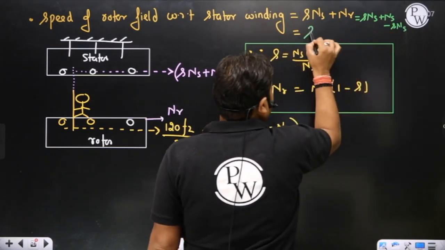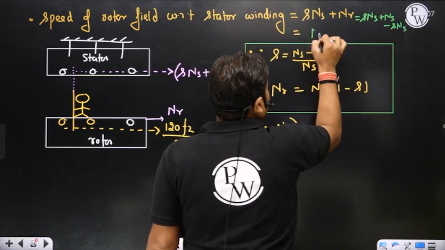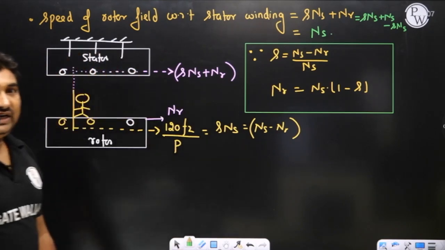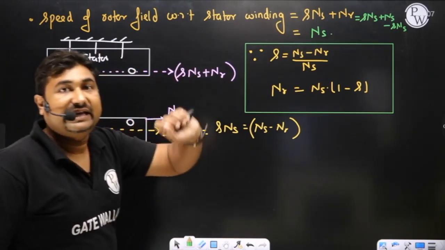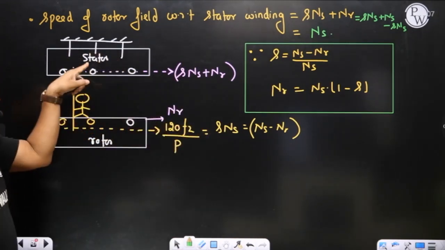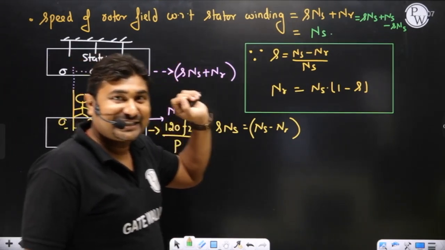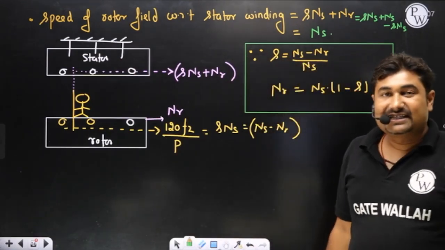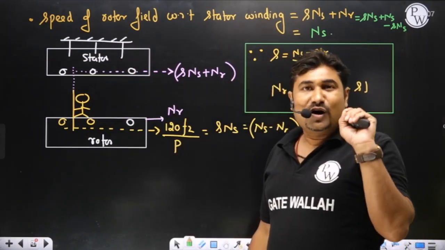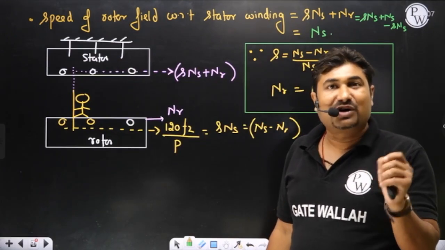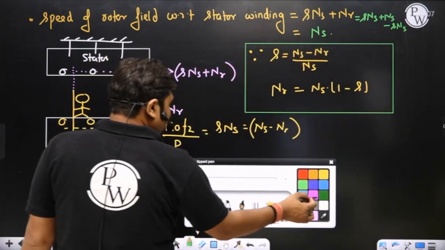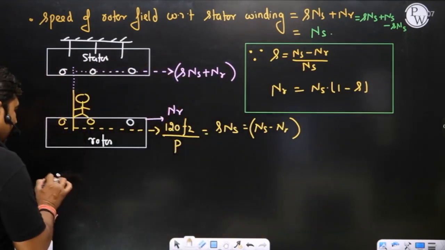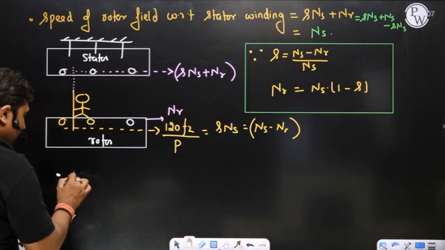So what is the speed? Ns only, sir. It means your rotor field is rotating with respect to stator winding at a speed of ns. Does the rotor field also create induced EMF on rotor winding and stator winding? Yes, it will create. And what is the frequency of the induced EMF created by the rotor field? Please observe.